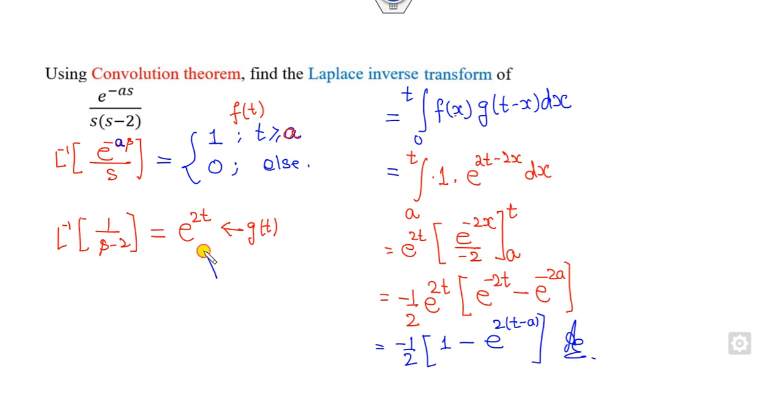If you choose this as my f and this as my g, then you also have to adjust this t minus a with respect to the t minus x. Then it will be t minus x greater than a minus x. So that's why I am choosing this as my f, this as my g.